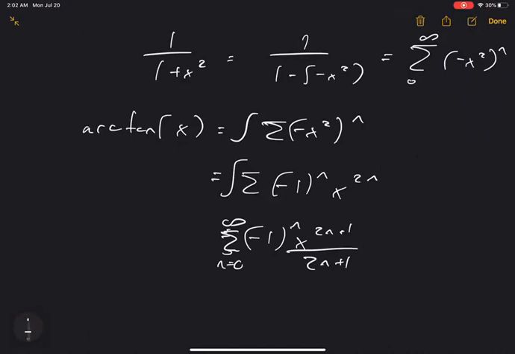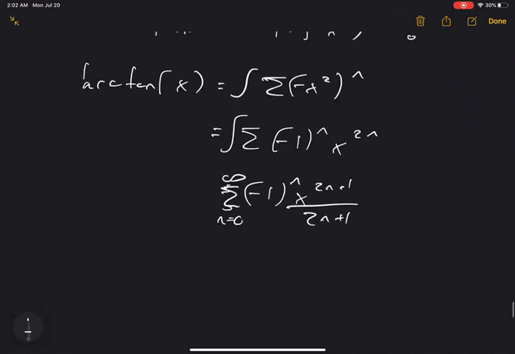So even if we see something kind of unfamiliar like that, maybe we can still compare it to something that we can easily find a power series for. So that's all for 11.9. Expect the problem video soon.